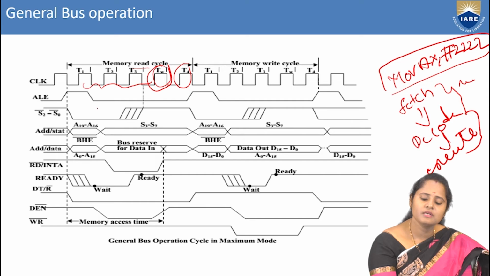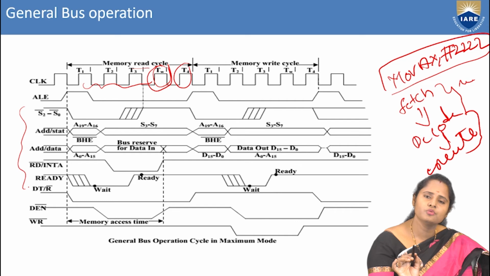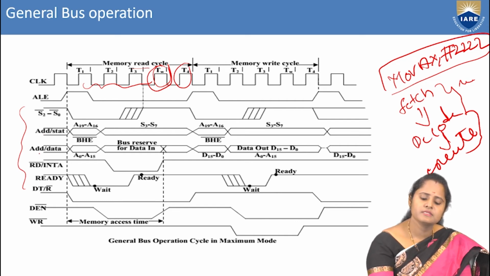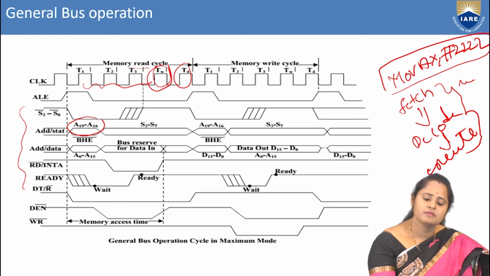Till the T1 time period, all the pins related to addresses will be high. So address and status pins, address and data pins. If you see here, in the starting time period when the address is enabled, only at that time the address is available on it. So that is address and status, that is nothing but A16 to A19 enabled in the first time period, and address and data here is enabled, that is nothing but A0 to A15, the first address is enabled.